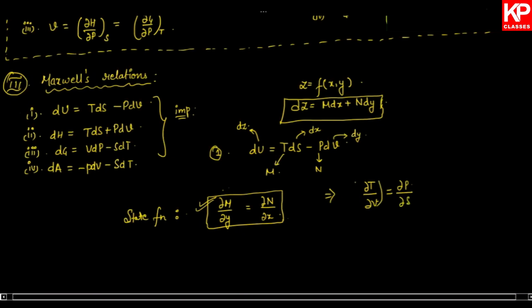The left side is given at constant entropy, and the right side is given at constant volume. So this is the Maxwell relation for the first case in terms of internal energy. I hope it is clear how I have derived this particular expression.